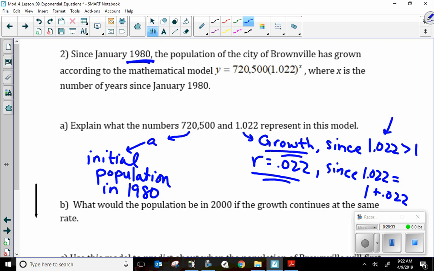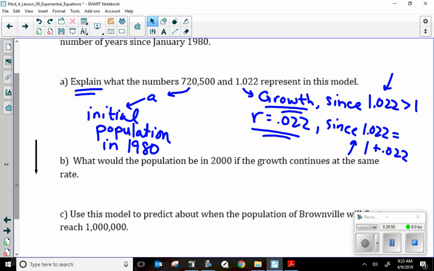These are just explanations, okay? We answered the question. We explained. I guess when I said I need explanations, it does say explain here. So, good. If a student answered like that, I would say to myself, like, they really know what's going on. All right, B, what would the population be in 2000 if this growth continued?